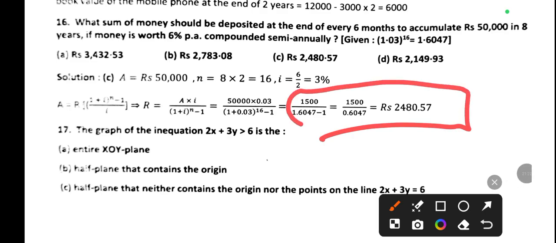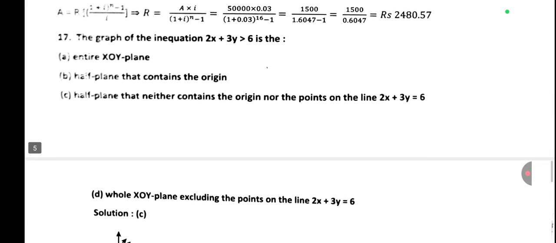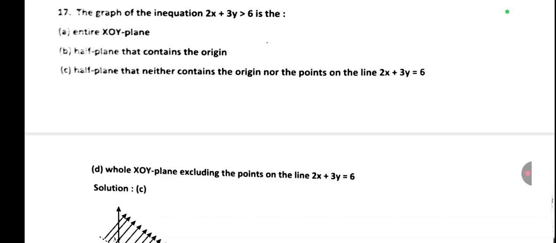So when you are doing like this, you will get the value in rupees. What is that rupees now? 2480.57. Work for MCQ definitely this lengthy sum now. What we have to do, you should do. So 17th LPP, children, the graph of the inequation.